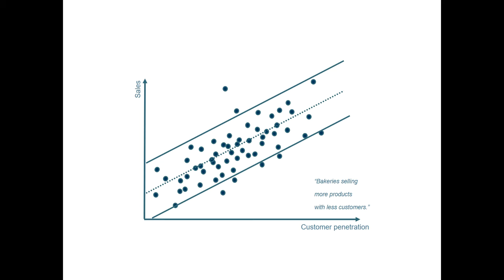And you can see if we look at this data this way, we have two positive deviants. We have two bakeries that sell more bread rolls given the level of customer penetration that they have. They should be within the band. They're well beyond that. You can also see, by the way, here that there's a few negative deviants.